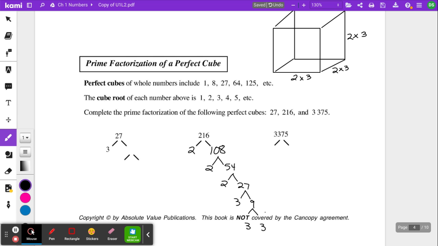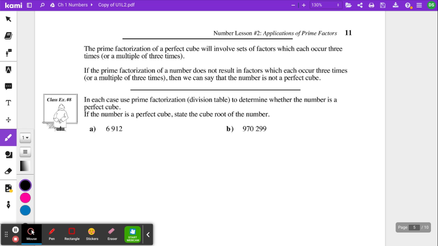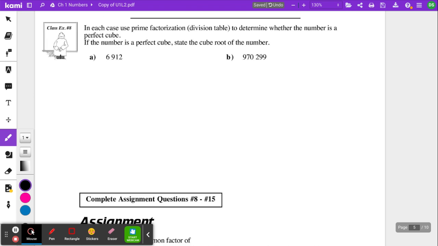And so therefore, the cube root of 216 is 6. 6 times 6 times 6 makes 216. Y'all follow? Okay. So the explanation that they have is the prime factorization of a perfect cube will involve sets of factors which occur 3 times or 6 times, or maybe multiples of 3: 3, 6, 9. Could have lots. Let's just do one for a fun time.